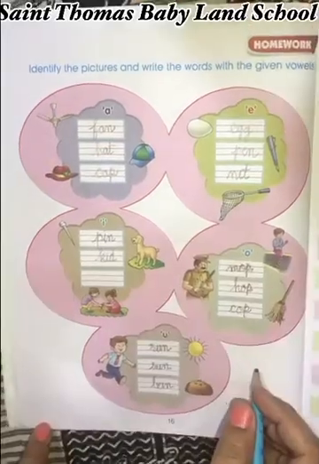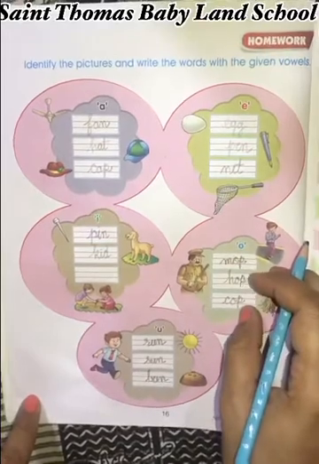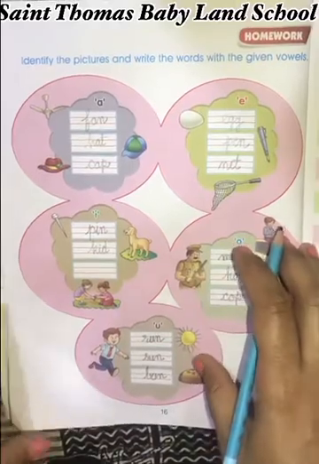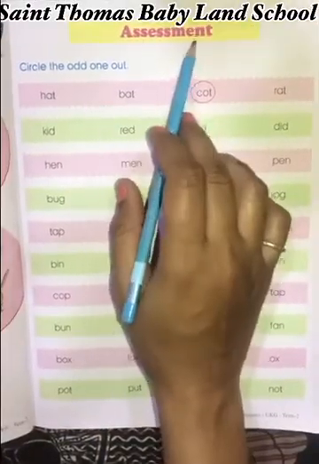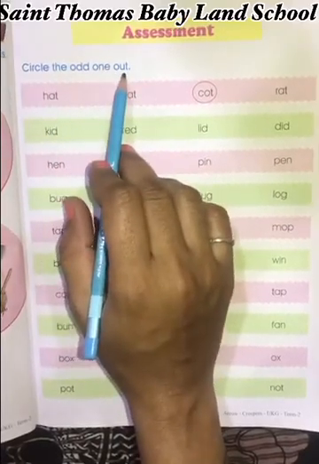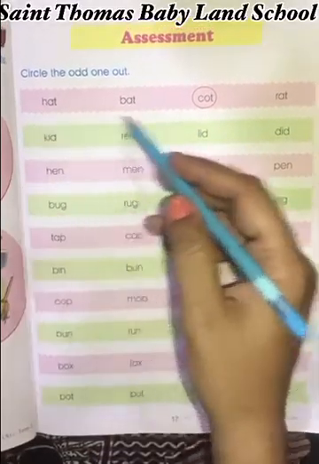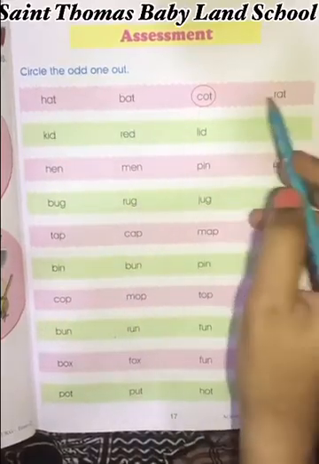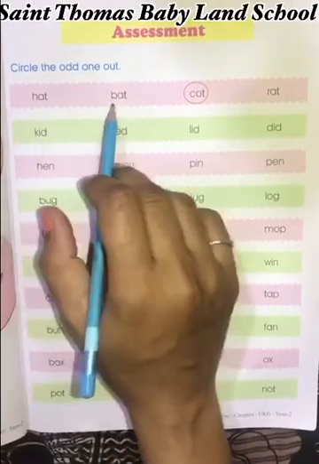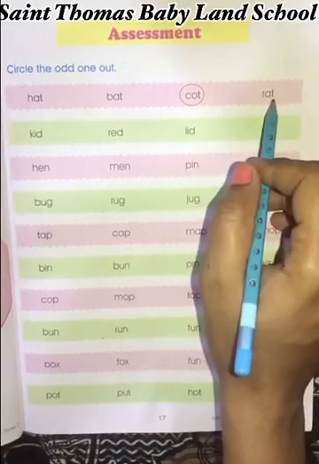Okay. So children, this is page number 16. We complete. Now page number 17. We will write in page number 17. Okay. In this page, assessment. Our second topic is circle the odd one out. Here we have so many words. So we have to find the odd one out in these 4 words. Okay. So first word is H-A-T, hat. B-A-T, bat. C-O-T, cot. R-A-T, rat.